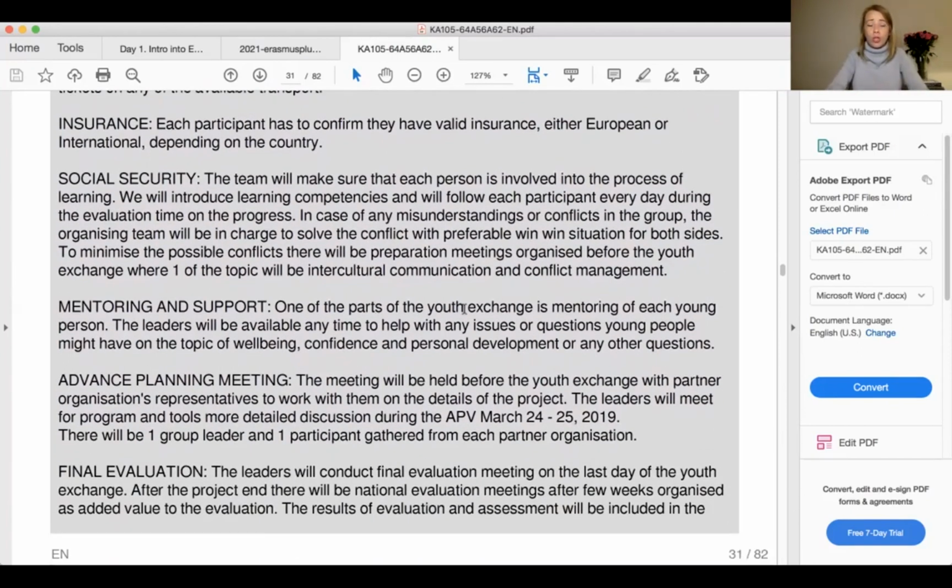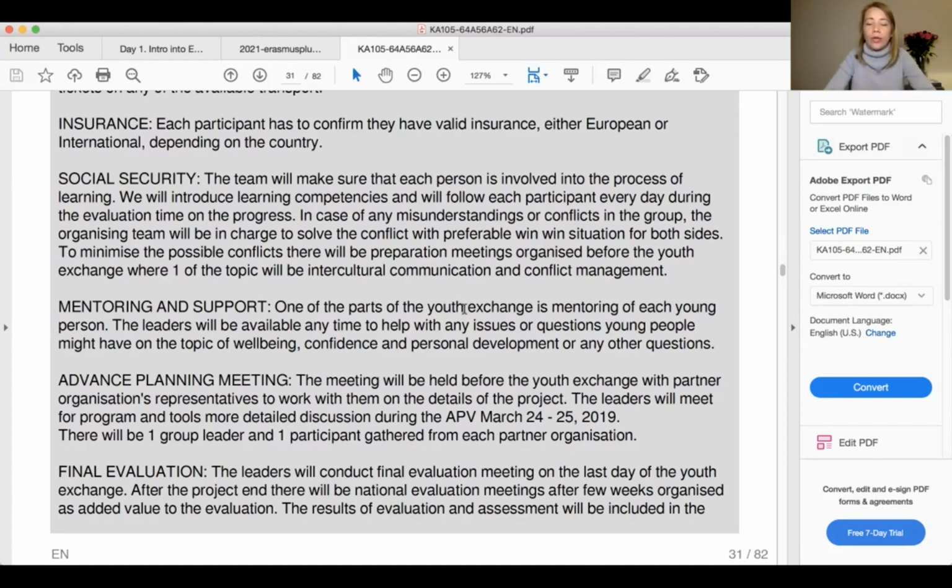Social security, of course, especially if you have young people with fewer opportunities, you have to think about their social security, how they will be included into the group, into the project activities, and so on, and who will be in charge of it. In our case, the leaders of the groups are in charge of the possible conflicts and mediating and conflict management and so on.